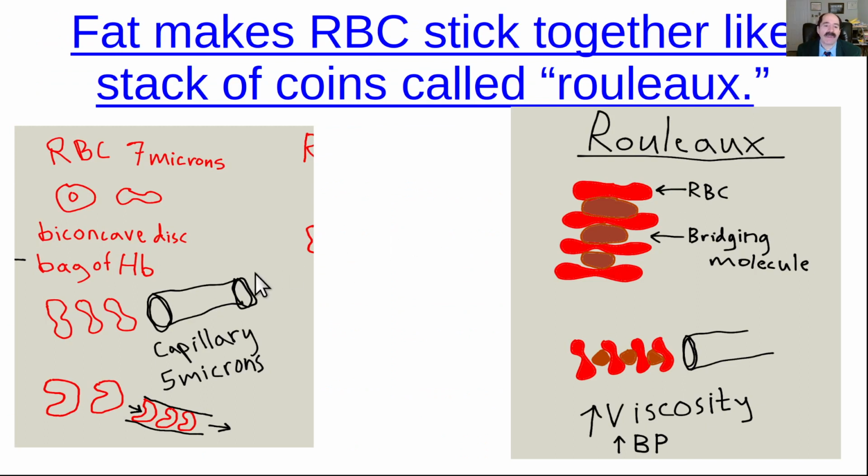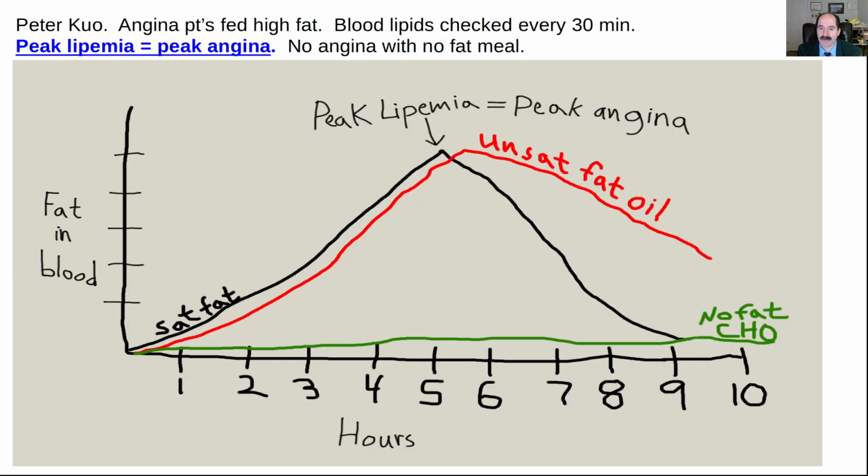All right, so we know that a high-fat diet causes red blood cells to stick together, rouleaux formation. When they stick together, they're slower to pass through the capillary. Blood pressure has to go up, which leads to atherosclerosis over time. The RBCs stuck together are less able to deliver oxygen, so that's going to cause tissue hypoxia.